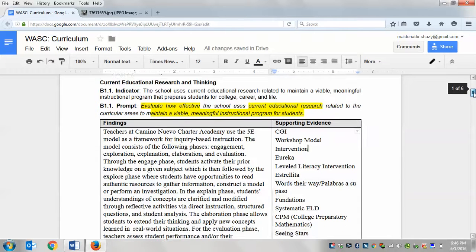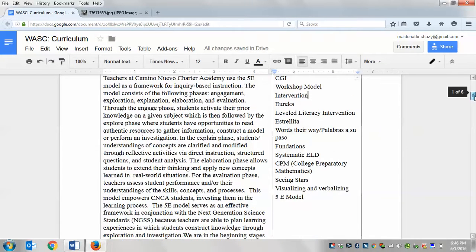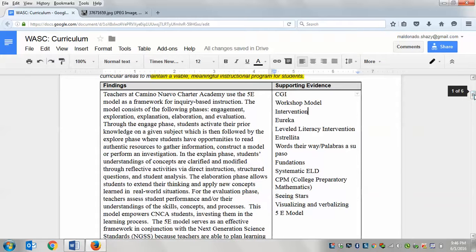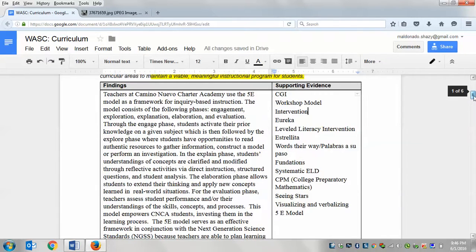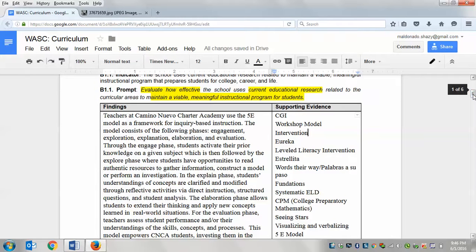I then chose the 5E model, which is something I'm super familiar with because I use that in my own science instruction. And I know this seems a little lengthy, but I'm going to read my answer to part of the prompt, and then I'm going to have you guys turn and talk on how I am effectively answering this prompt, or part of this prompt, should I say.